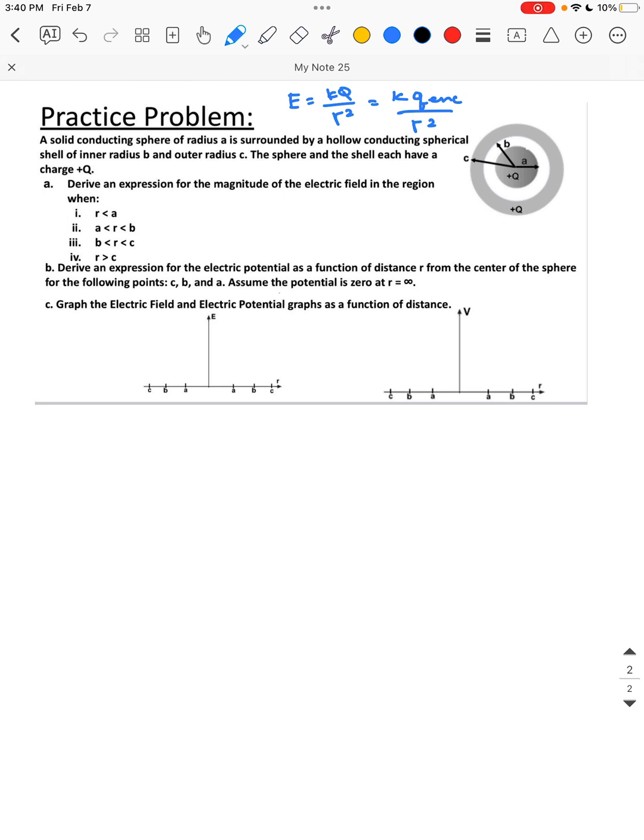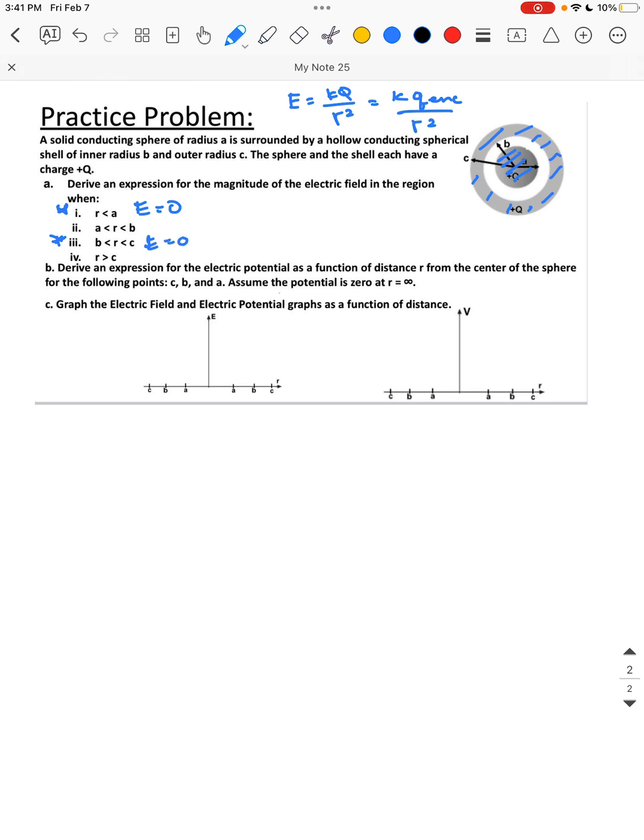This is a conductor. So I hope right off the bat, 1 and 3 are pretty easy to figure out. We don't have any charge inside of conductors. All the charge moves to the surface. And so the electric field of this area is equal to 0, and the electric field in this area is also equal to 0.